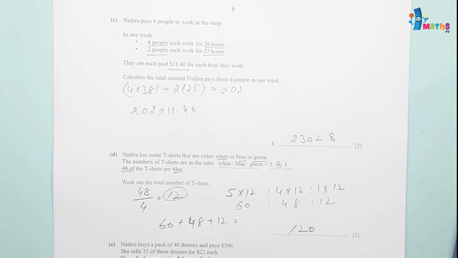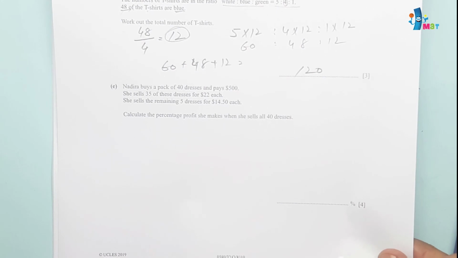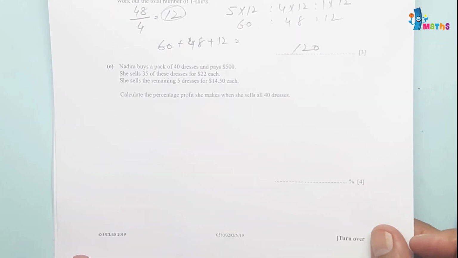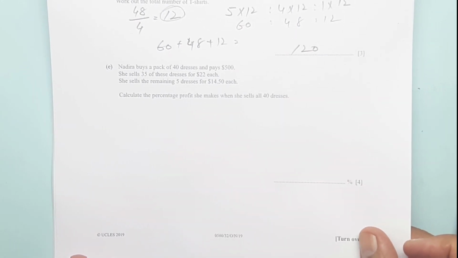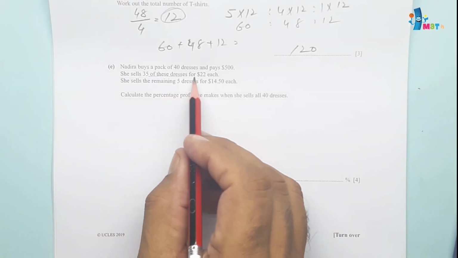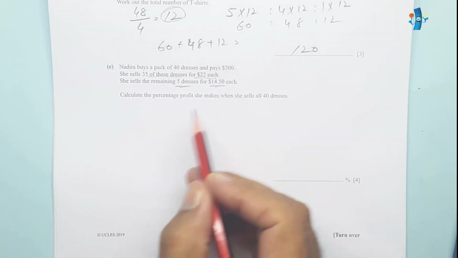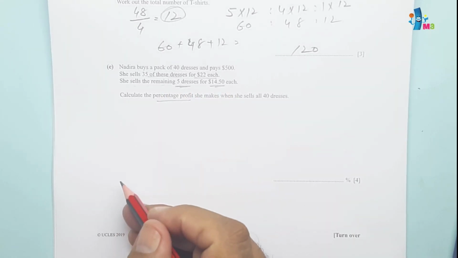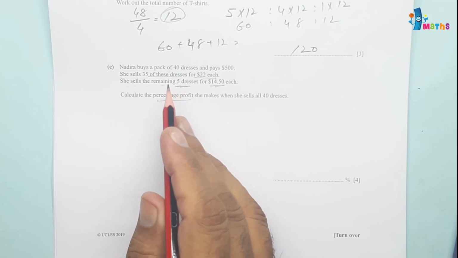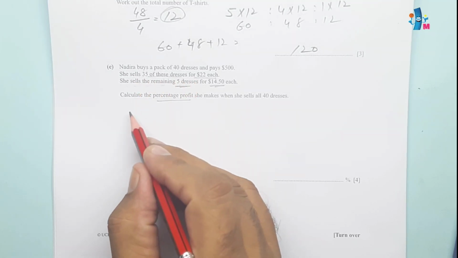120. Part E. Nadira buys a pack of 40 dresses and pays $500. She sells 35 of these dresses for this price and the remaining 5 dresses for this price. Calculate the percentage profit. So first we'll calculate the total amount she received.